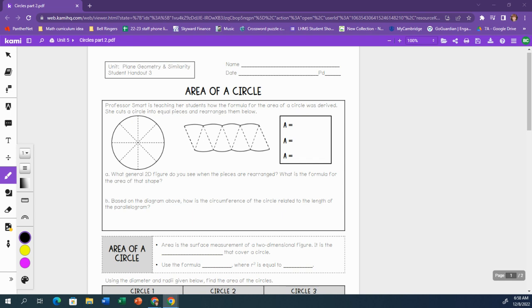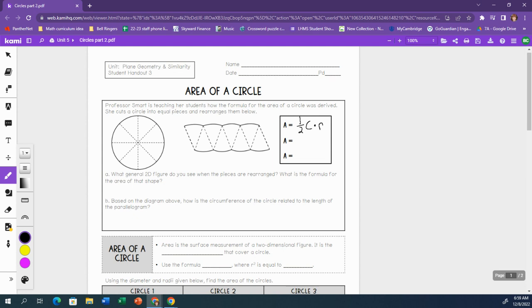The area is just 1/2 of the circumference times the radius. Okay? 1/2 of the circumference. So now that you know how to find the circumference of a circle, right? Now we're going to take that circumference and we're going to go 1/2 the circumference times the radius.